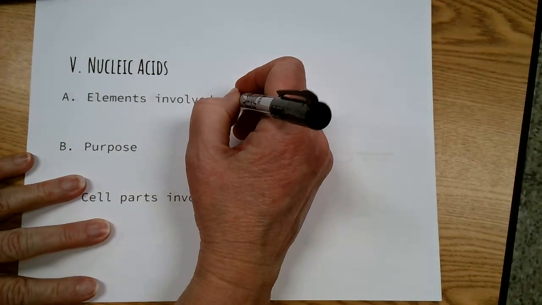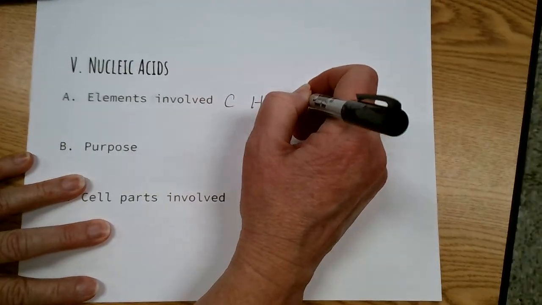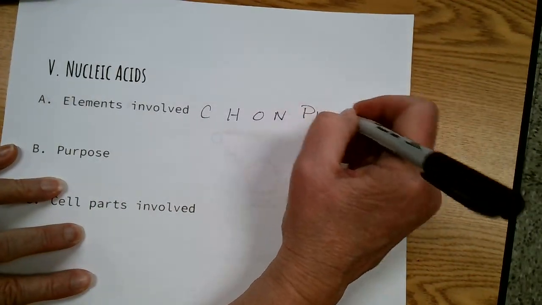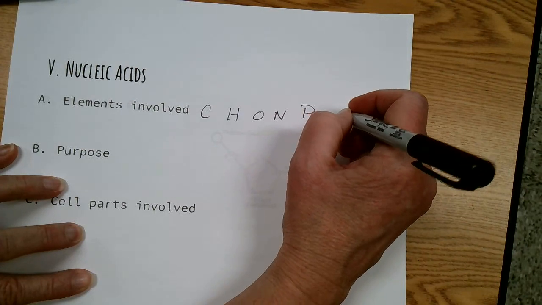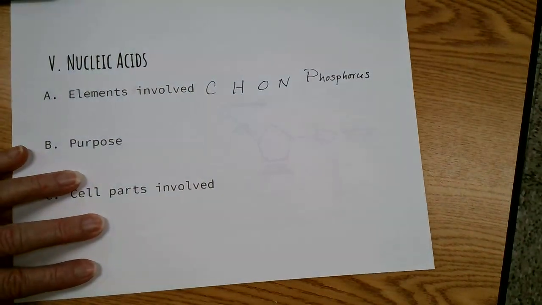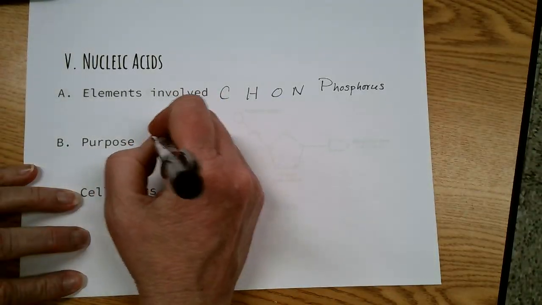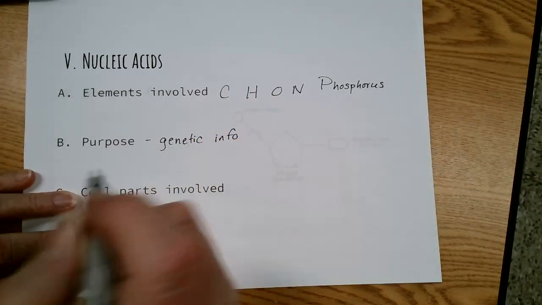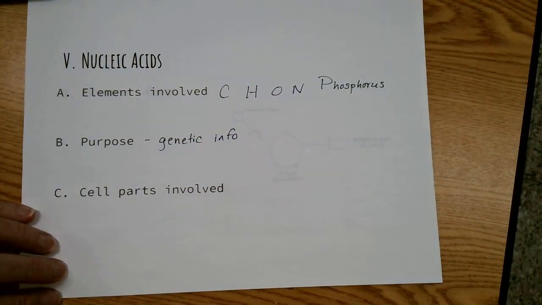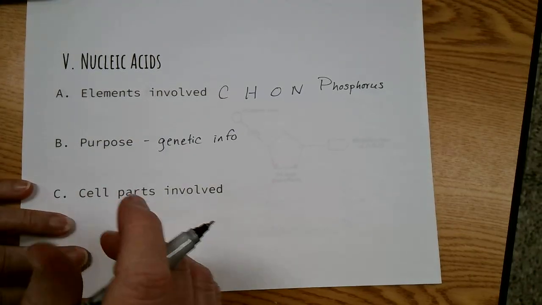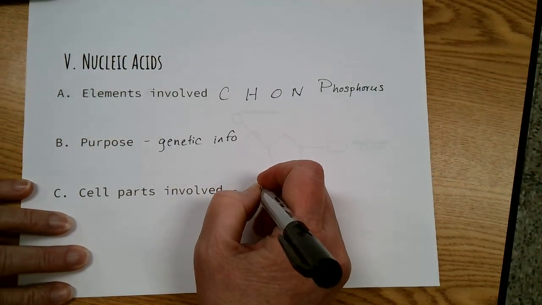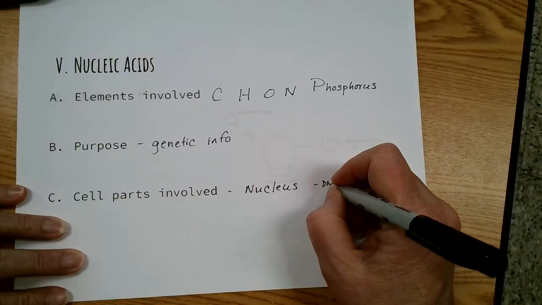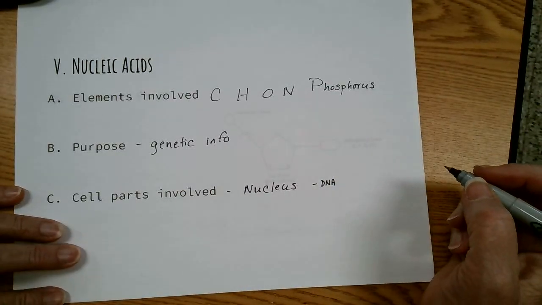So what elements are involved? C, H, O, N, and now phosphorus, P. Let me write out phosphorus in case you think that's potassium. The purpose of nucleic acids is genetic information. These are going to be our DNA and RNA, and that's really the two that are out there, and that's it. The cell parts involved, obviously, the nucleus is where we find the DNA, definitely. DNA cannot leave the nucleus.